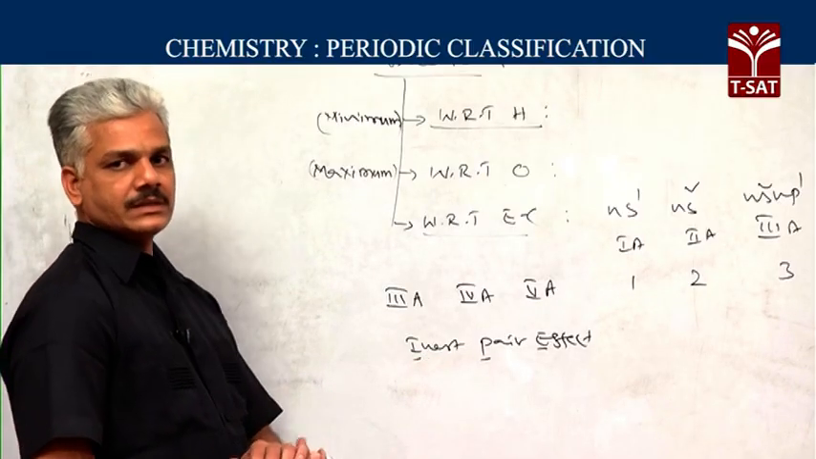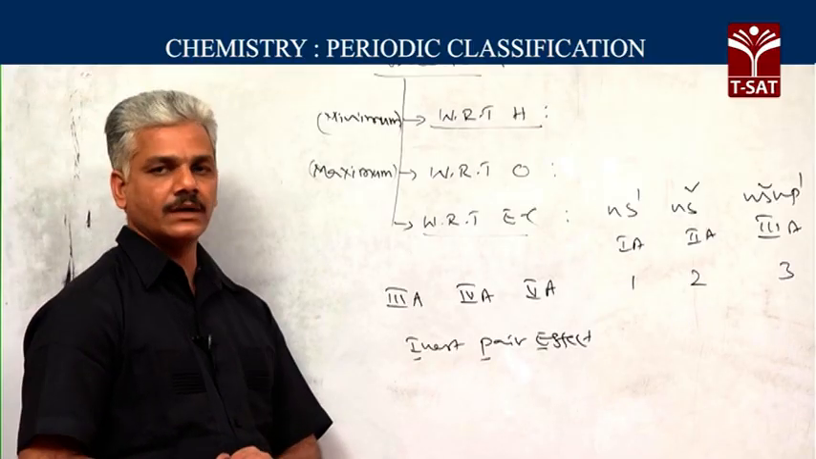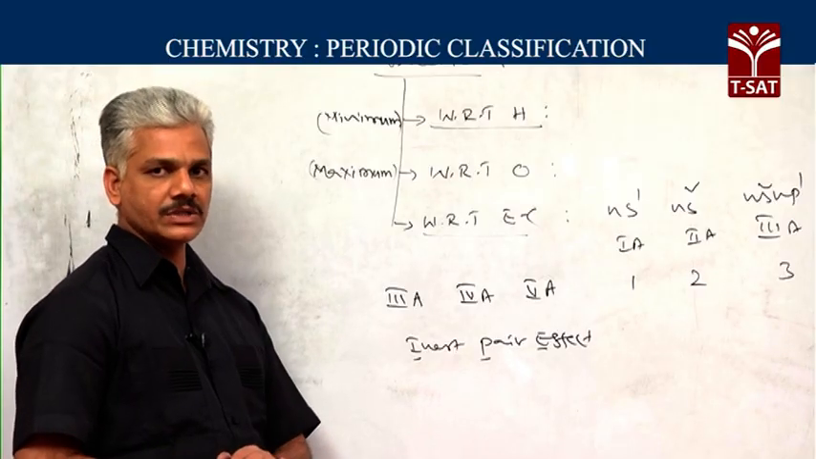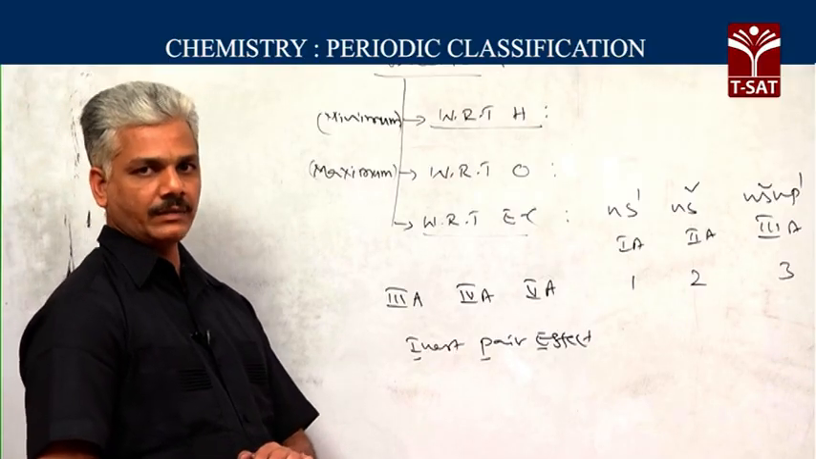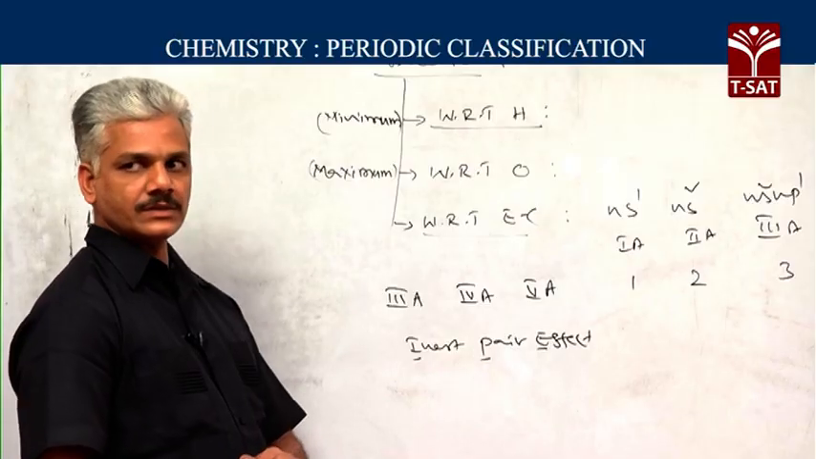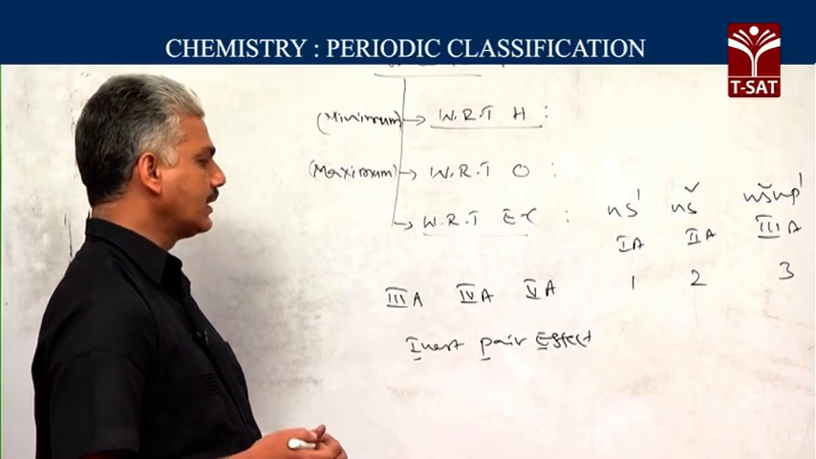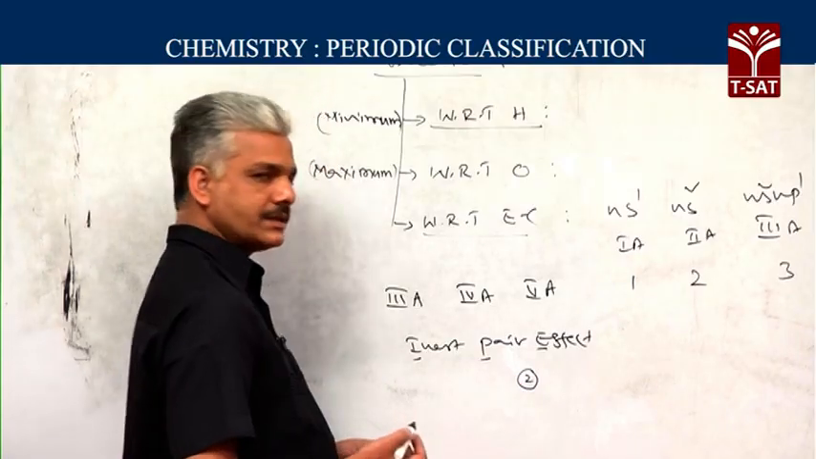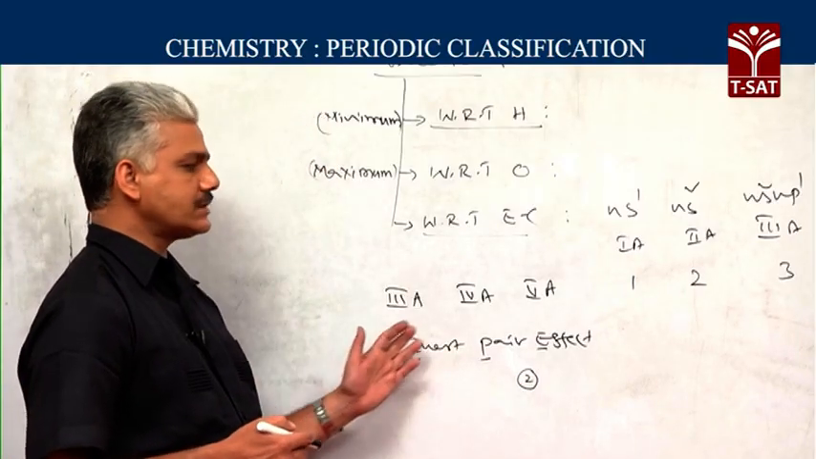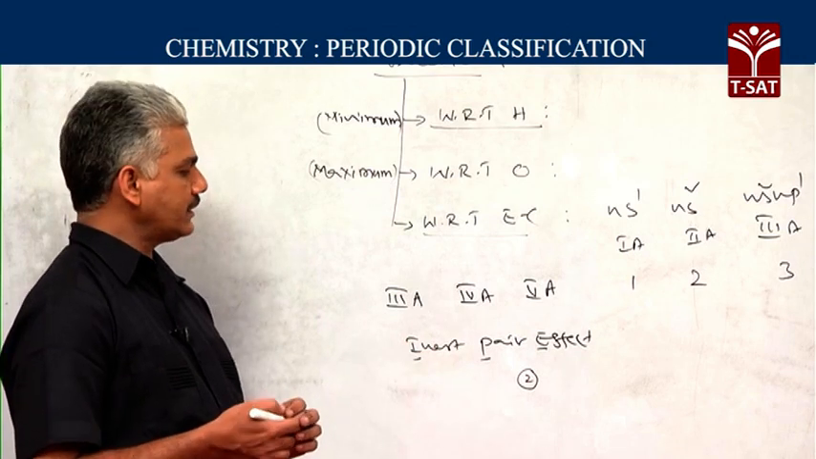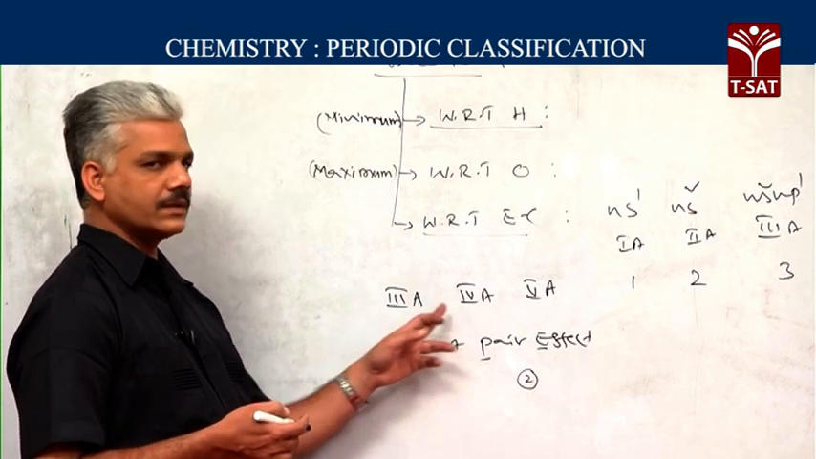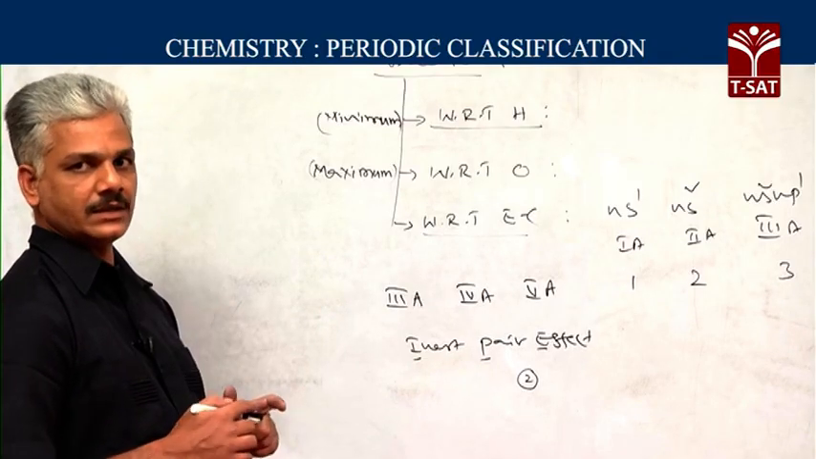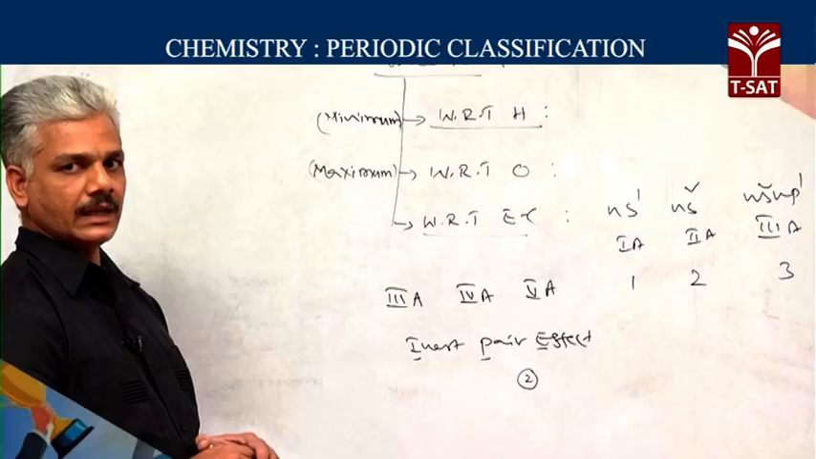Inert pair effect is defined as the reluctance of outermost s electrons to participate in bond formation with the increase in atomic number. As the s electrons do not participate in bond formation, the valency value decreases by 2 units in these 3 groups. However, this phenomenon is limited only to these 3 groups. In the rest of the groups, the valency remains constant for all the elements.